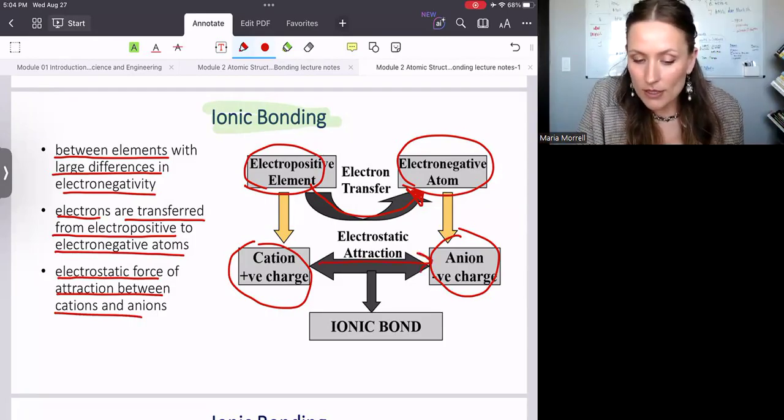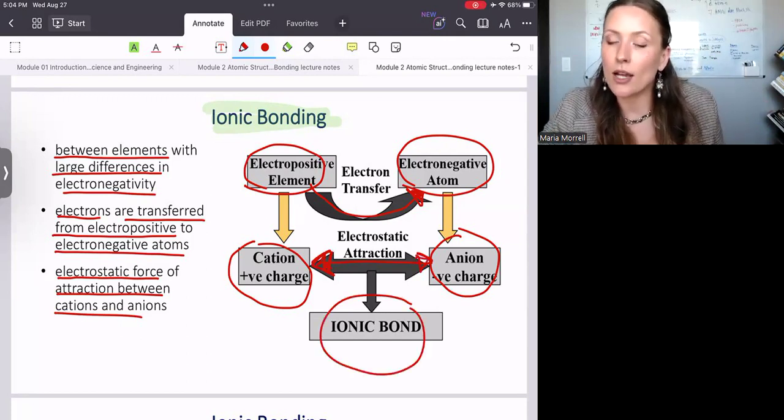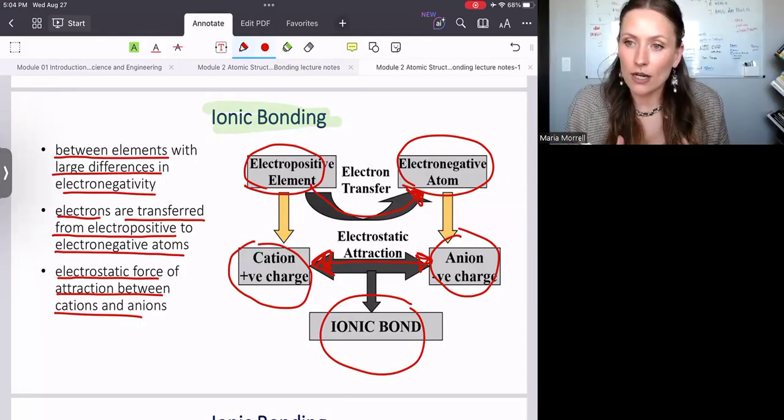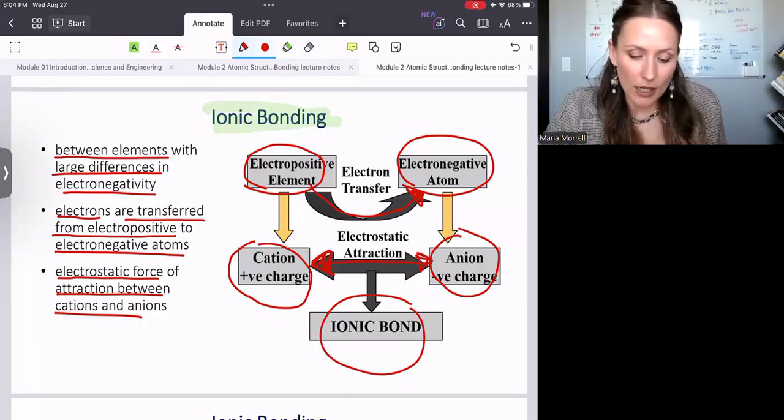And there's always going to be this force that keeps them together, and that force is your ionic bond. Very strong forces, and it takes a significant amount of energy to rupture, to break down that force, and separate the cation from the anion.